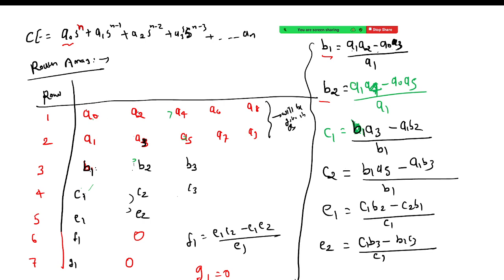Now the thing is that there is A naught, A1, B1, C1, E1, F1. So you have to see this column. This one is your first column, this one is your second column, third, and so forth. So you have to see all these columns, the first column, right?